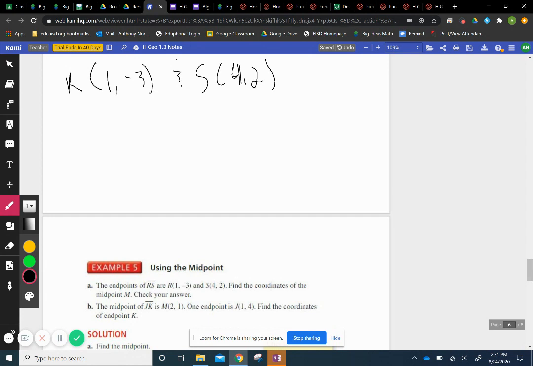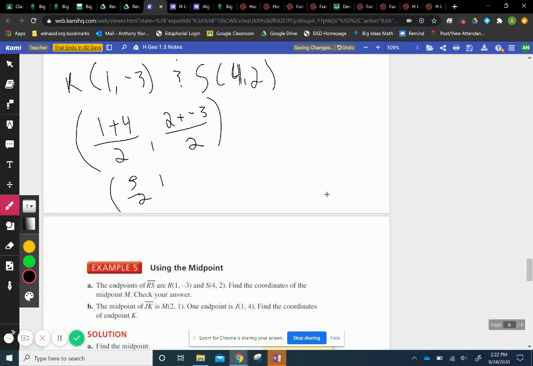We're just going to use the formula: x1 plus x2 divided by 2, comma, 2 plus negative 3. It's addition, so the order doesn't matter. And we simplify it. 1 plus 4 is 5 over 2. 2 minus negative 3 is negative 1 over 2. And that's our final answer.